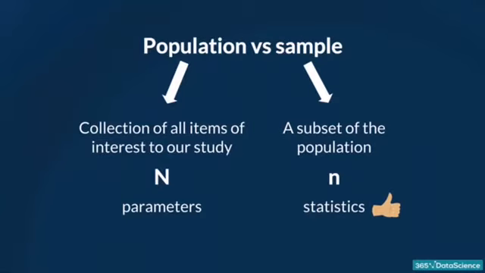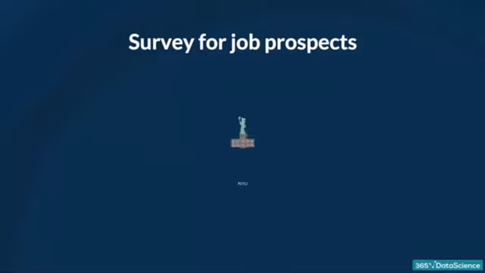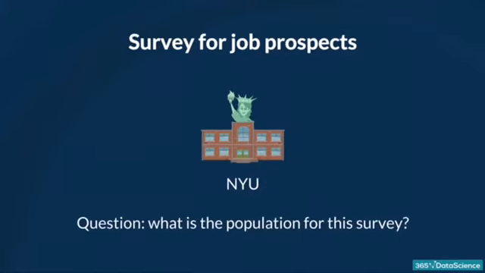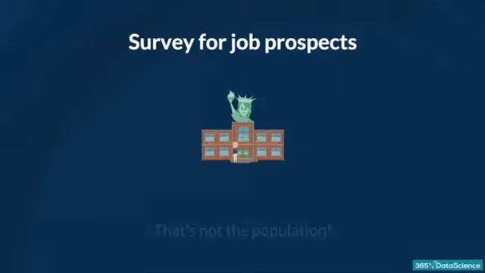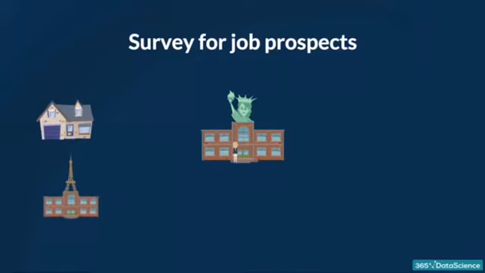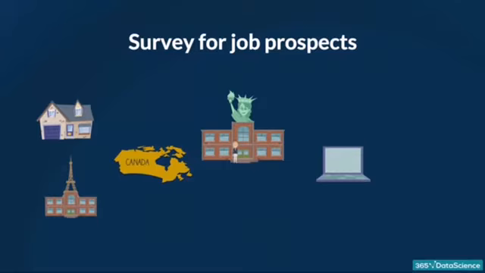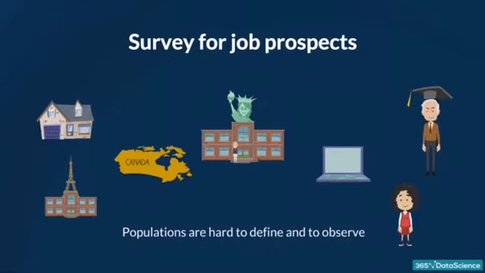Let's say we want to make a survey of the job prospects of the students studying in the New York University. What is the population? You can simply walk into New York University and find every student, right? Well, probably that would not be the population of NYU students. The population of interest includes not only the students on campus, but also the ones at home, on exchange, abroad, distance education students, part-time students, even the ones who are enrolled but are still at high school. Though exhaustive, even this list misses someone. Point taken. Populations are hard to define and hard to observe in real life.